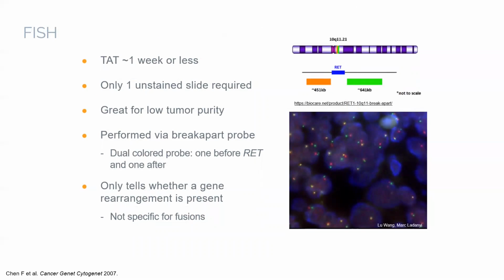Technically, only one slide is needed, and only about 100 tumor cells need to be visualized regardless of purity. Because each cell is visualized, low tumor purity is fine. Turnaround time is relatively quick. However, break apart FISH detects rearrangements and is not specific for oncogenic fusions, as it only tells you if RET is not where it is supposed to be.